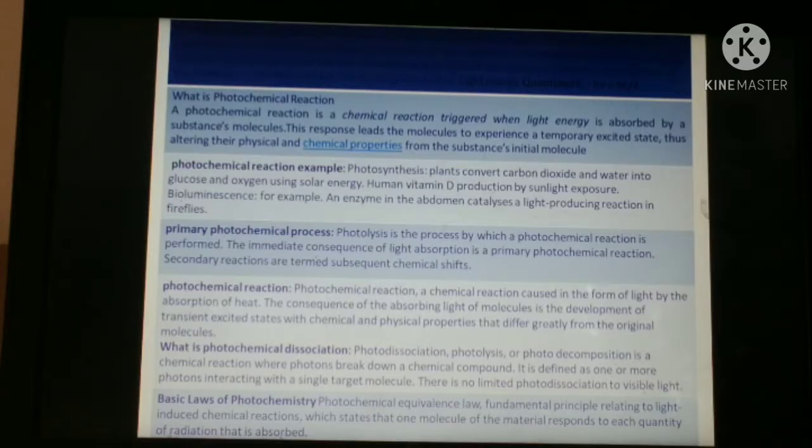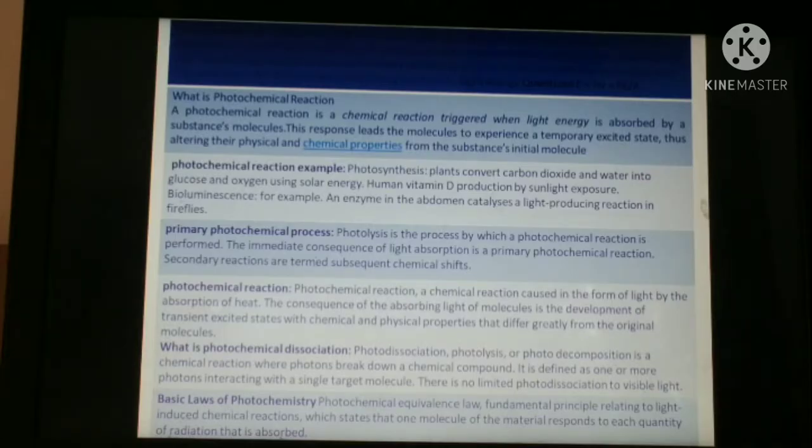So what is a photochemical reaction? A photochemical reaction is a chemical reaction caused by the absorption of light. The consequence of the molecule absorbing light is the development of transient excited states with chemical and physical properties that differ greatly from the original molecule.